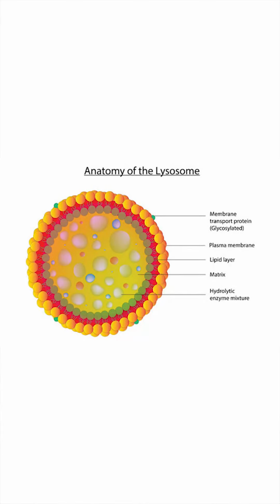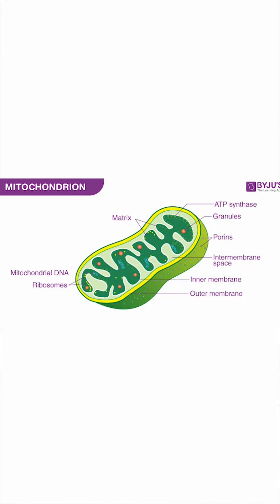The lysosomes are round sacs surrounded by a single membrane and only present in animal cells. The lysosomes contain hydrolytic enzymes for digestion of unwanted substances or old organelles. Next, the mitochondria is the powerhouse of the cell and has a double membrane.